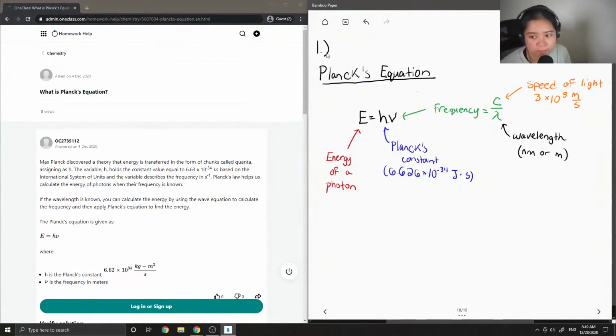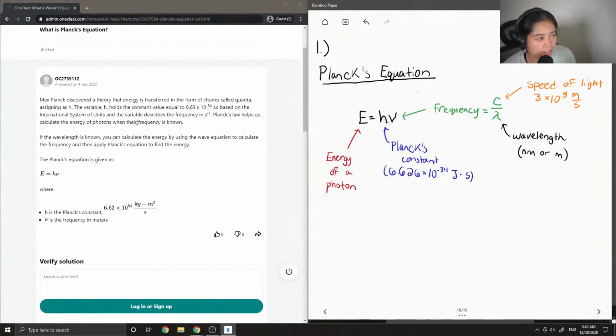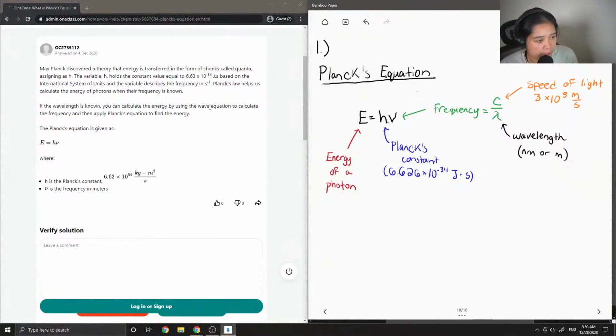Okay, so let's see what the junior tutor said. Max Planck discovered a theory that energy is transferred in the form of chunks called quanta, assigning as H. The variable H holds the constant value equal to 6.63 times 10 to the negative 4 joules times seconds, based on the International System of Units, and the variable describes the frequency in 1 over seconds. Planck's law helps us calculate the energy of photons when their frequency is known. If the wavelength is known, you can calculate the energy by using the wave equation to calculate the frequency, and then apply Planck's equation to find the energy. Planck's equation is given as E equals H times V, where H is Planck's constant, and V is the frequency in meters.